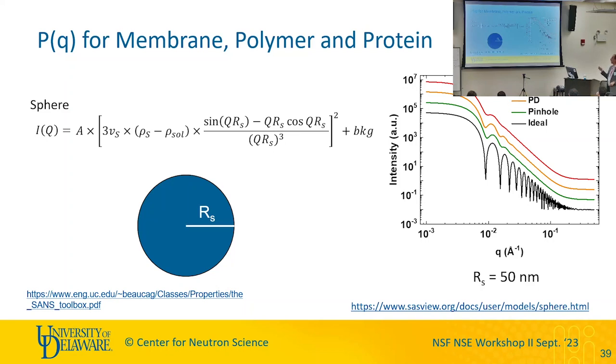This is then smeared because, it turns out, neutrons aren't delivered all at the exact same wavelength. We'll learn about that. Okay? So there's a little bit of smearing, and so what you see in the experiment might look like the green curve, or the orange curve, or the red curve. There are some instrument effects, okay? And there's also a background term that comes up.